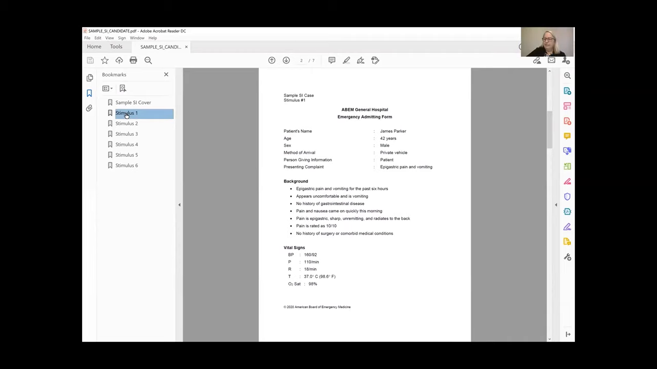I'd like to get a CBC and a BMP. I'd like to get liver function tests and a UA. I'd like an EKG and a troponin. And I'd like to get either a right upper quadrant ultrasound or a CT abdomen and pelvis. I guess given the location of his pain, I'd like to go with a CT abdomen and pelvis. I don't think a right upper quadrant ultrasound. Yeah, CT abdomen and pelvis.